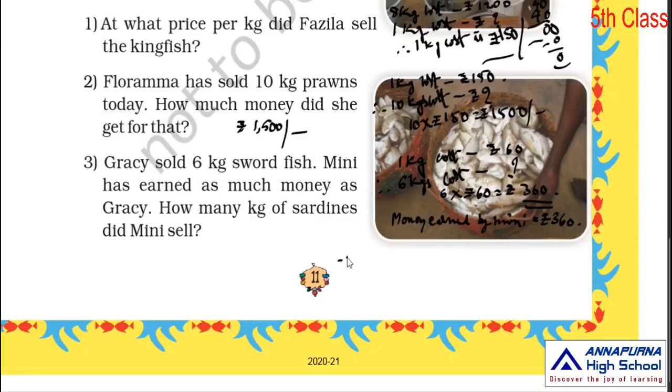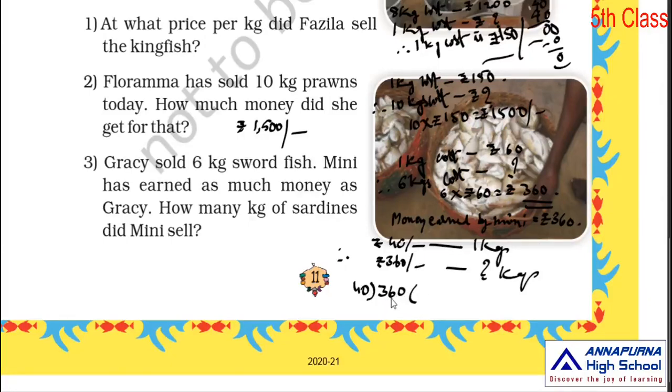Now write down, therefore 40 rupees for 1 kg, so for 360 rupees, how many kgs of sardines did Minnie sell? Therefore, to find how many kgs of sardines did Minnie sell, we need to divide these two numbers. That means 360 rupees divided by 40.